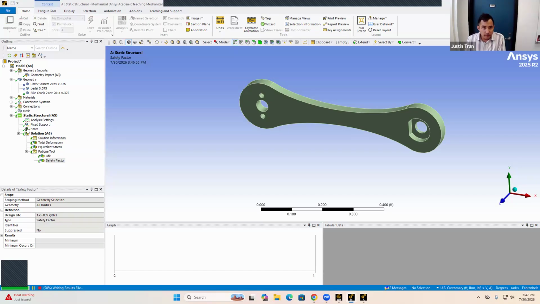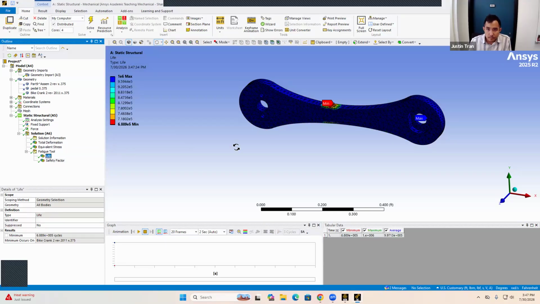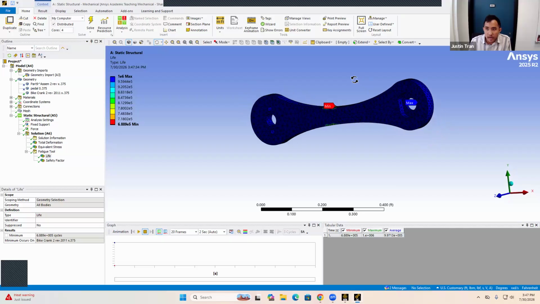So we're running our simulation. It first has to run the static structural simulation, and then based on that, it runs the fatigue tool. So it is slightly more costly, although not that much. Okay, all right. So let's look at life first.